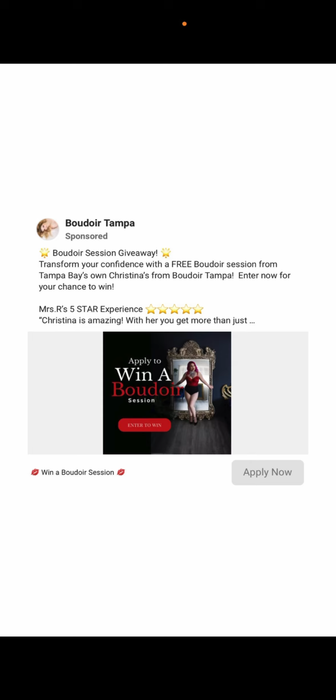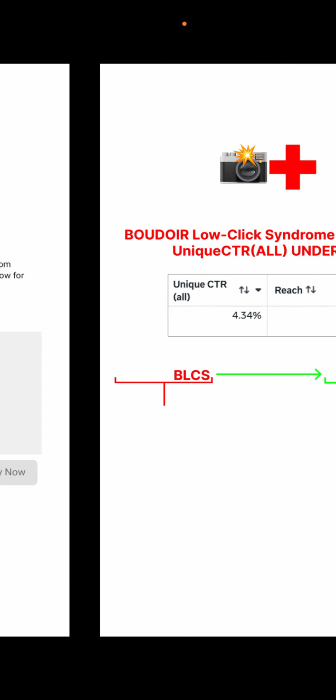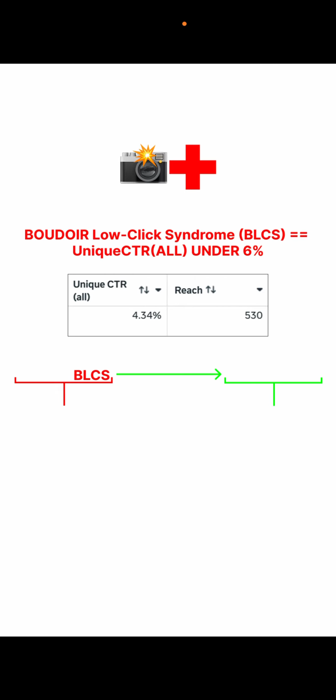All right, y'all, we're going to take a look at this Boudoir Facebook ad and see, just by looking at it, if it has, well, we're going to diagnose it, see if we believe it has BLCS, aka Boudoir low click syndrome. Boudoir low click syndrome is when the unique CTR of our Boudoir Facebook ad is under 6%. And this is bad, although it seems like this is the norm, but this is bad.